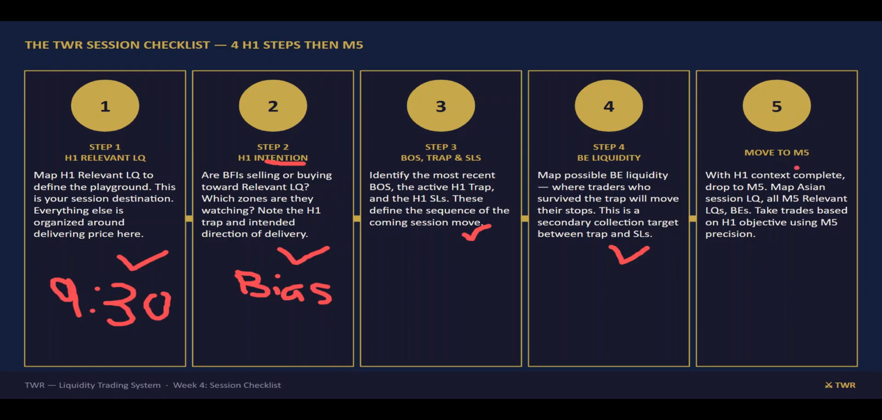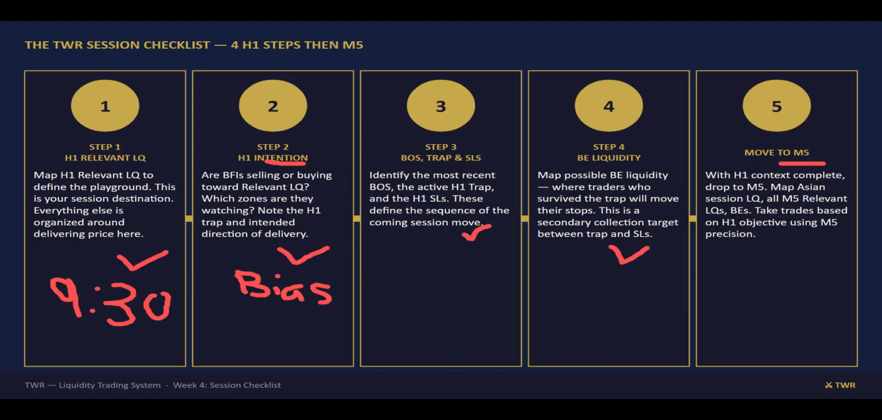After that, move to M5. At the 5 minutes, you are to play the H1 objective. With H1 context complete, drop to the 5 minutes time frame. In the 5 minutes time frame, map your Asian session liquidity. Remember, the Asian session has just ended. It's 9:30 a.m. London session begins at 10.